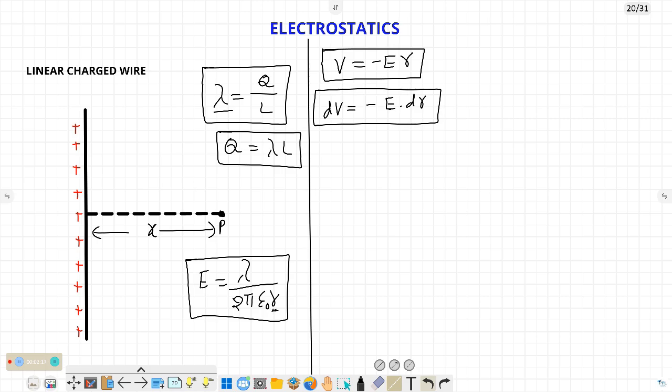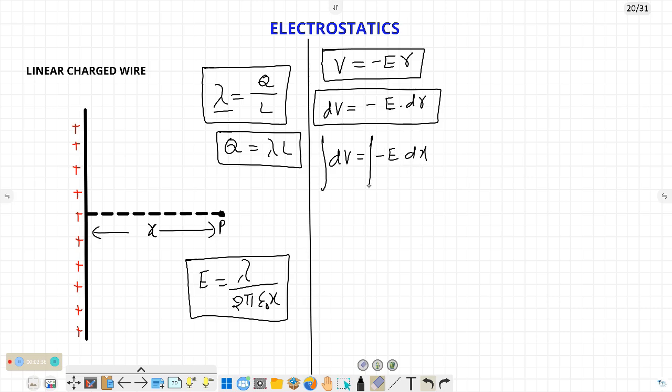Here, in this case, R is not the distance. In this diagram we have chosen the distance as x. So the electric field is lambda by 2 pi epsilon naught x. Since it is x, the change in potential in terms of distance we can write as minus E into dx.